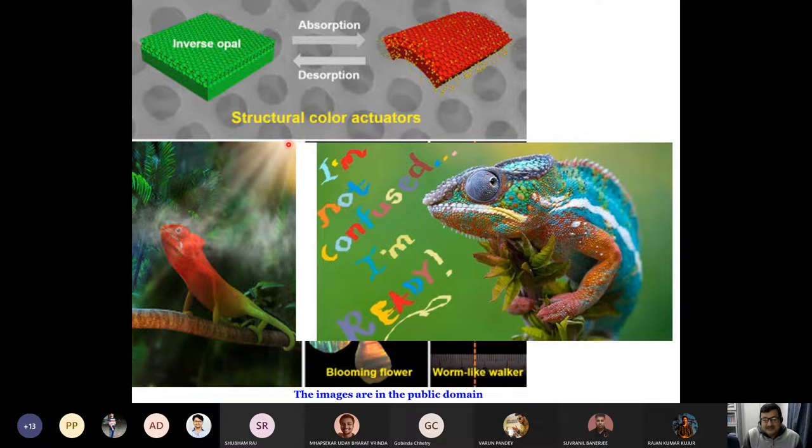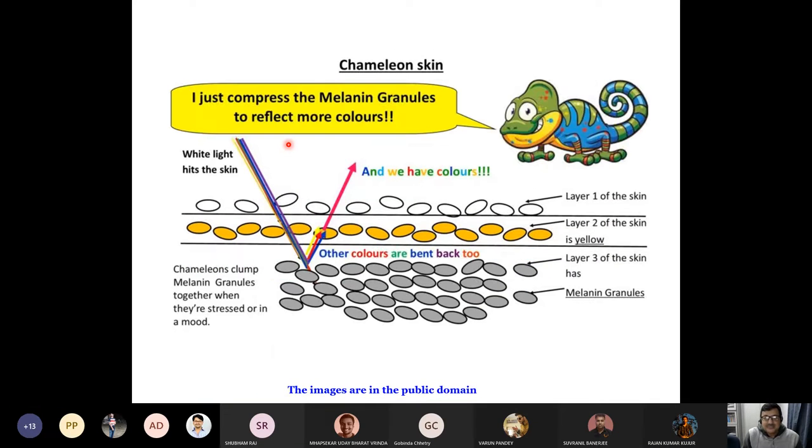So these are typical examples of the structural colors. This is the way they compress, and this is an expanded one. So here it is green, and this is the compressed one where it is generating a kind of magenta color.